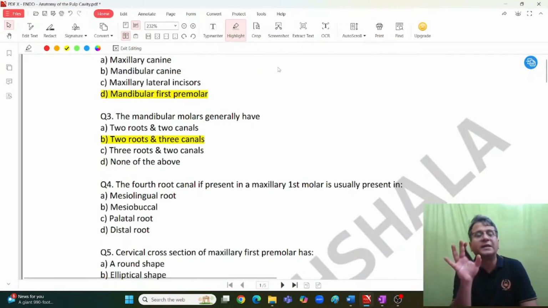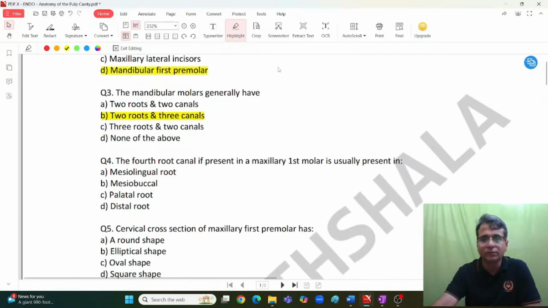But usually, 70% of the time, there are two roots, mesial root and distal root, and three canals. The distal root will contain one big distal canal. The fourth root canal, if present in the maxillary first molar, is usually present in the mesiobuccal root.